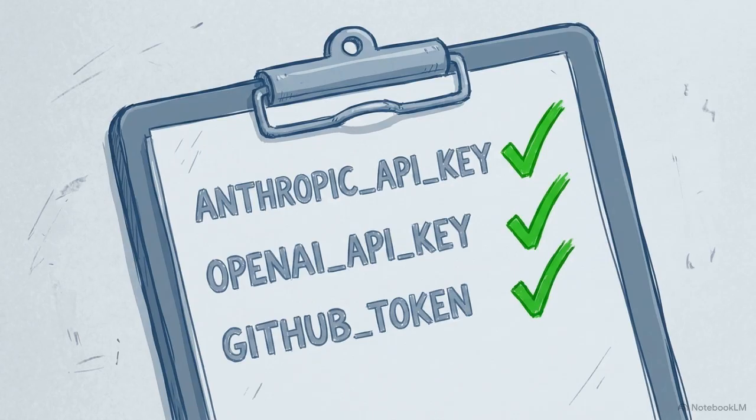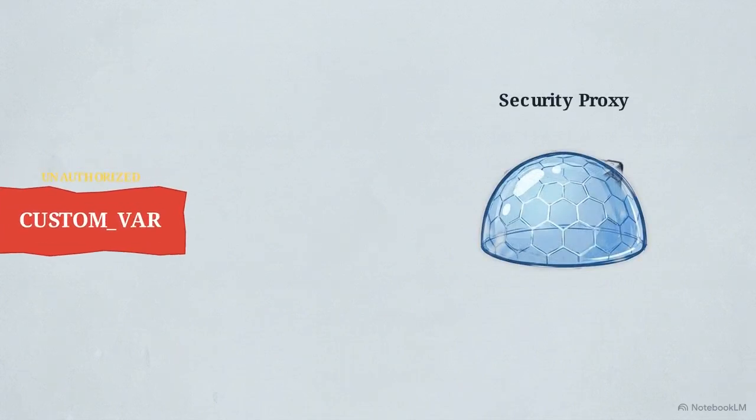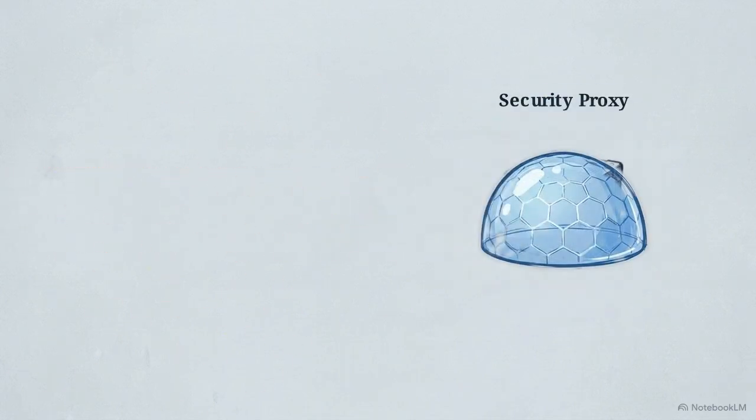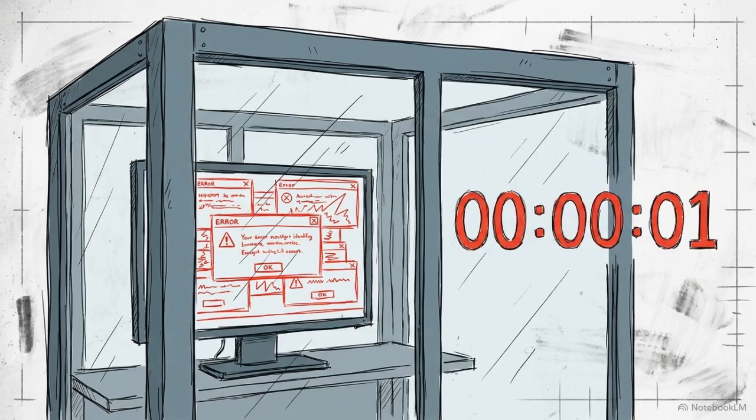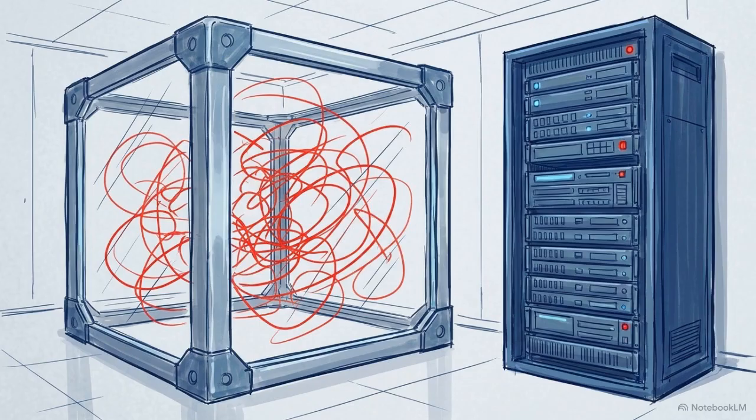Keep in mind, the sandbox reads a strict list of built-in service variables. It expects specific keys for specific model providers. If you try to pass custom or arbitrary environment variables, the proxy will aggressively block them from entering the container. Limiting credentials to exactly the moment they are needed ensures that even if an agent runs amok, the blast radius stays contained to a single temporary session.